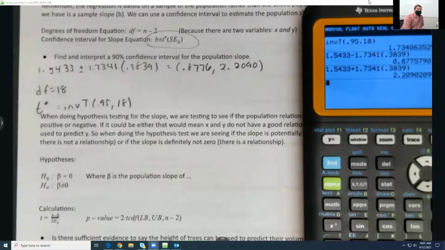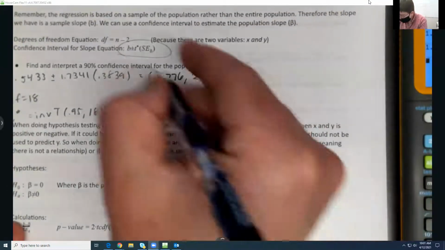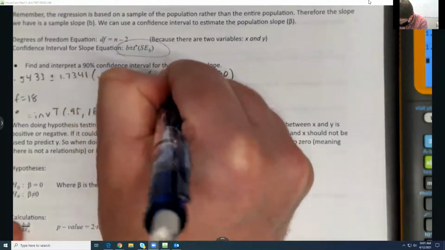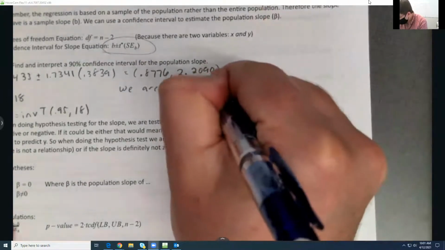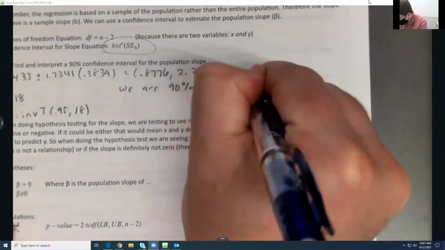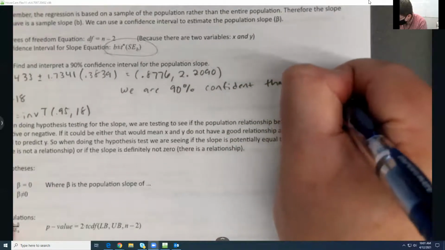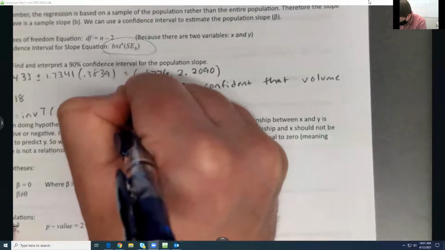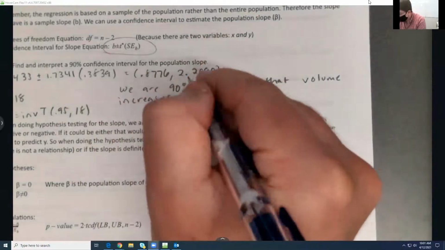Did I lose anybody? Anybody got any questions? All right, then we can write our confidence interval. It's mostly the same. The sentence is just a little bit different because we're talking about slope, but it's not too crazy that we can't figure it out. So we're going to say we are 90% confident that volume increases. This is just a little bit different than what we did before.